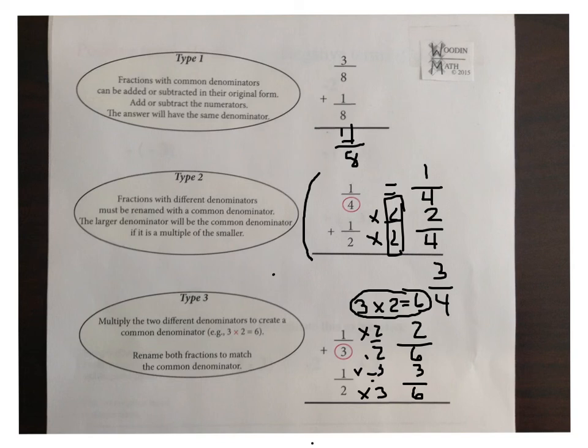Now you just have to add the numerators. 2 plus 3 is 5/6.